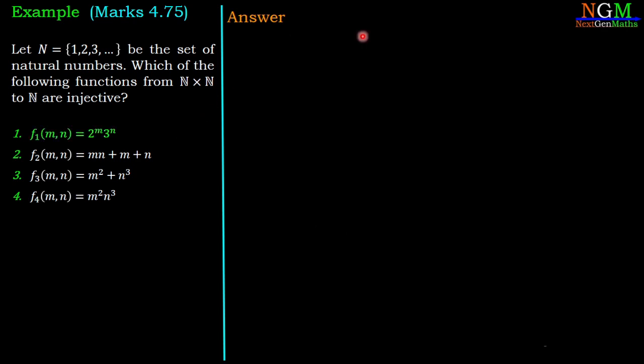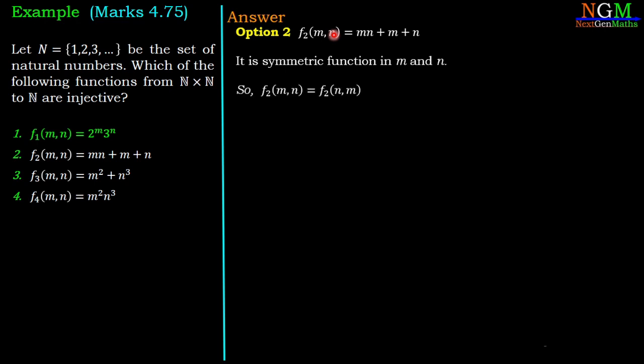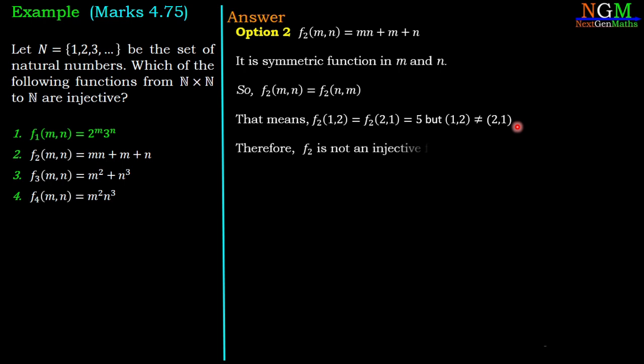Now we are going to check the second option, f2(m, n) equal to mn plus m plus n. Now it is a symmetric function in m and n. That means f2(m, n) equal to f2(n, m). Therefore, f2(1, 2) and f2(2, 1) have the same image, which is 5. But (1, 2) not equal to (2, 1). That means we have two numbers which are not equal, but their images are equal. Therefore, it is not an injective function. So option number 2 is the wrong answer.